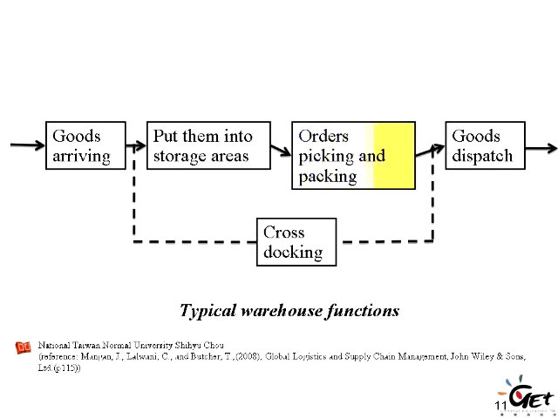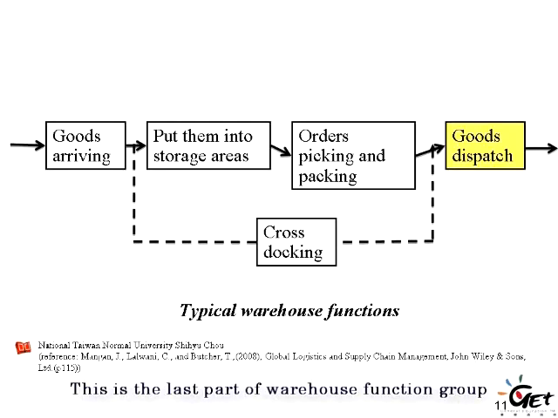And then, again, you have to move these already picked and packed items to the dispatch areas, right? And arrange delivery, arrange transportation, and tell the drivers where to send these goods. This is the last part of the warehouse function group. So these are four typical functions performed in the warehouse.